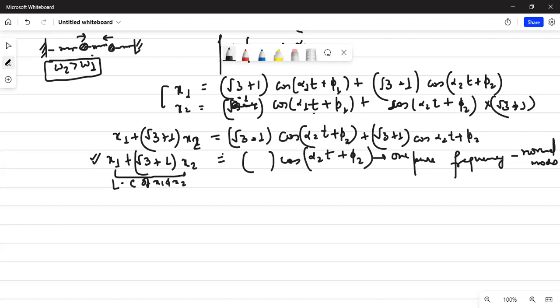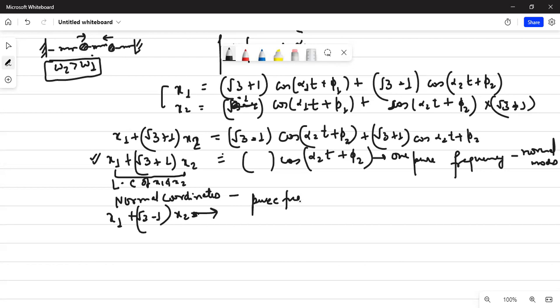All these things can be found if I am supplied with some initial conditions. If I am supplied with some initial conditions, then I can find what alpha 1 is, what alpha 2 is, all these things we can do. So another normal coordinate will be x1 plus root 3 minus 1 x2. This will be another normal coordinate which will be executing oscillation with another pure frequency.